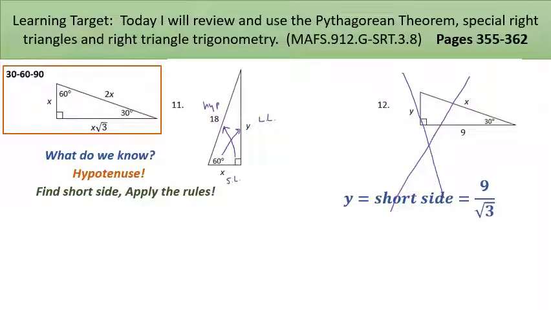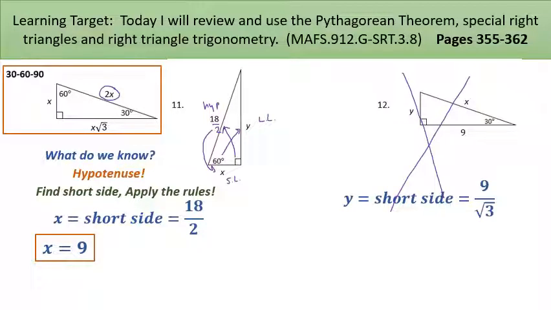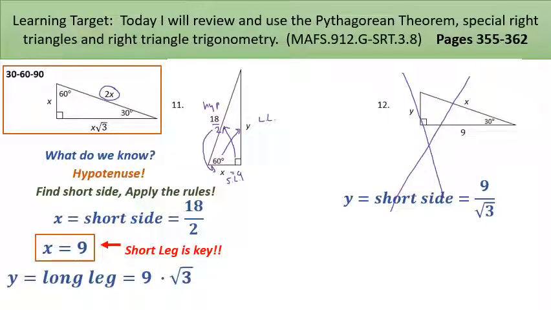All right, and then we're going to apply the rules. So the hypotenuse is, remember, just 2 times x. So all we have to do is just divide this 18 by 2 to get to x. So the short side, x, is going to equal 18 divided by 2, which is 9. So x has to equal 9. Once we know that, short leg is the key. Our long leg will just be 9 times the square root of 3. Done and done.